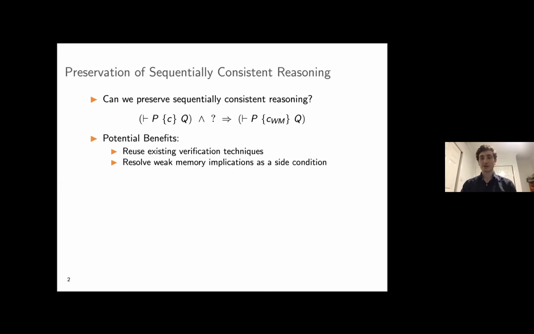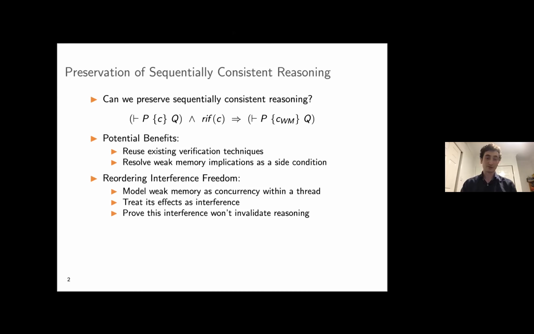Could we preserve sequentially consistent reasoning, so that's your standard notion of concurrency in terms of interleaving, and preserve that into a weak memory context via some side condition? And the benefits here are obvious. You can reuse your existing verification techniques to establish that sequentially consistent judgment. And then you break down the problem from a highly intricate property into two much simpler terms if you can derive a nice division of labor between the two.